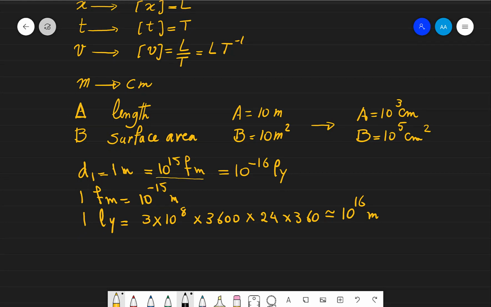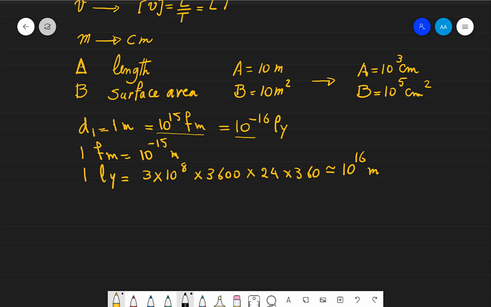So 1 meter in one system of units has 10 to the power 15, and in another system of units it is 10 to the power minus 16. So it is meaningless to say that 1 meter is large or small. The numerical value assigned to this length will change upon changing the system of units. It may have a very large or very small value.